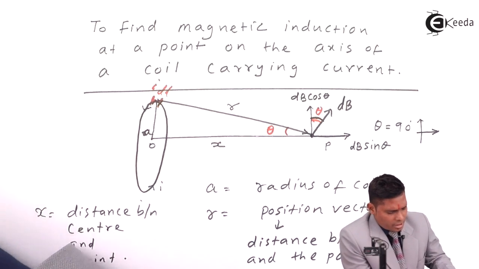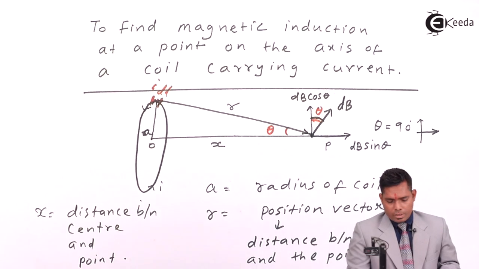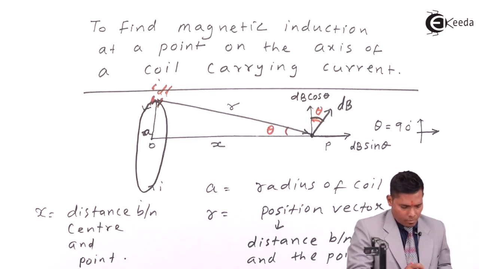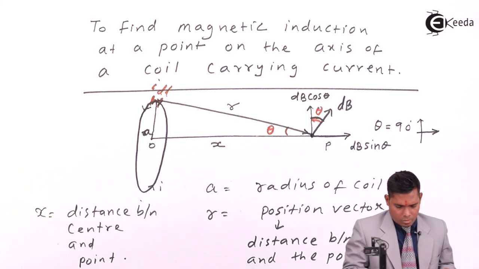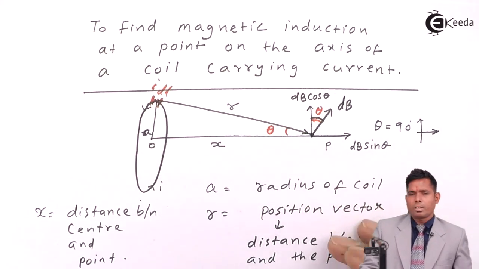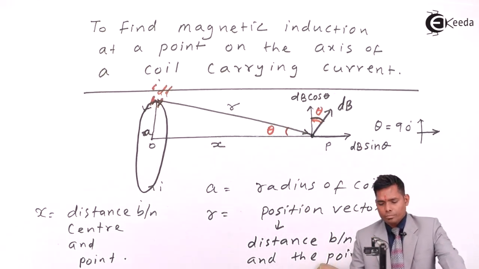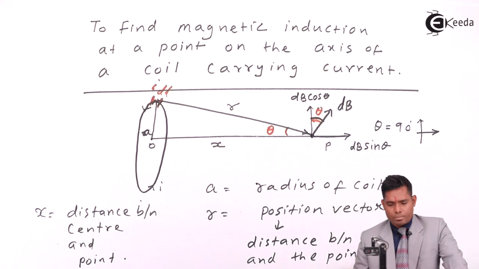For the element which is here, this is the dV cos theta. For the opposite end, if I choose an element here, for this it is like this, for this it will be like that, so they will cancel out. Similarly, if I choose an element here and here, or anywhere here and here, they will cancel out. Every pair of the vertical components will cancel out, and the horizontal components will add up.